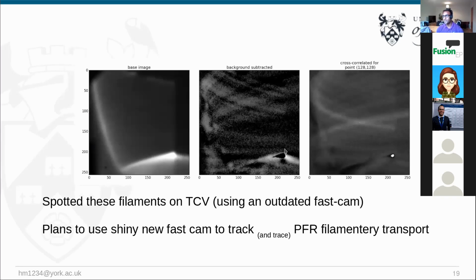Here are some crude initial fast camera measurements that were taken at TCV. Here's the central column, it's a single null configuration, and the inside is the private flux region, where even using an outdated fast camera, you can track these filaments.